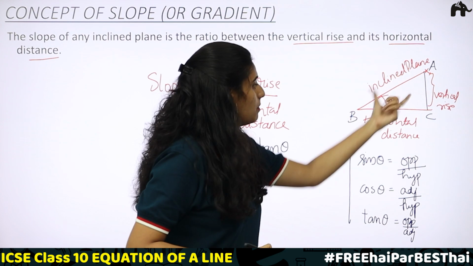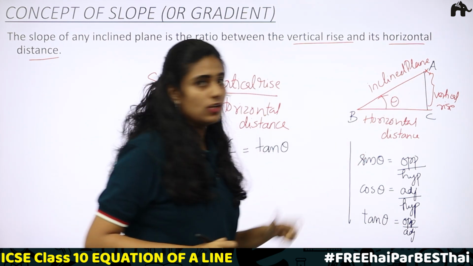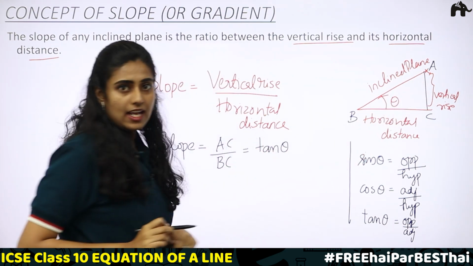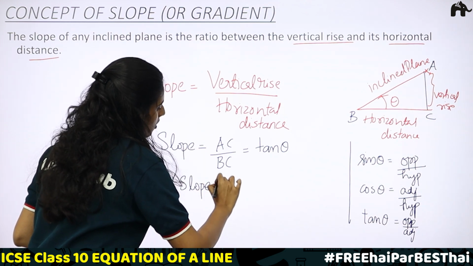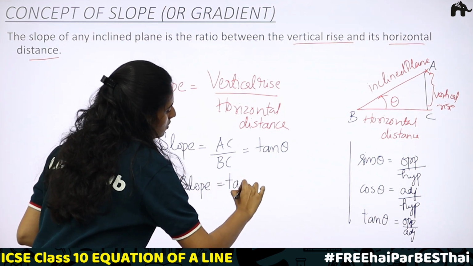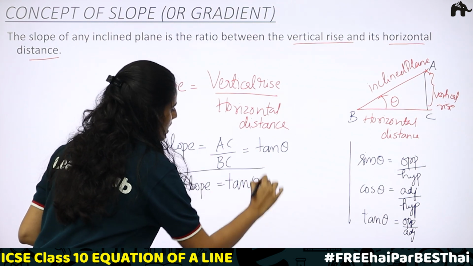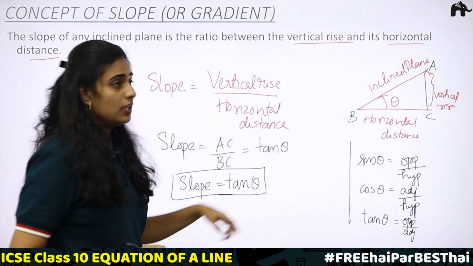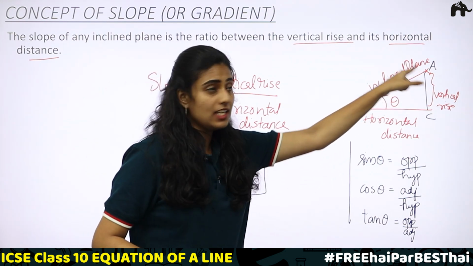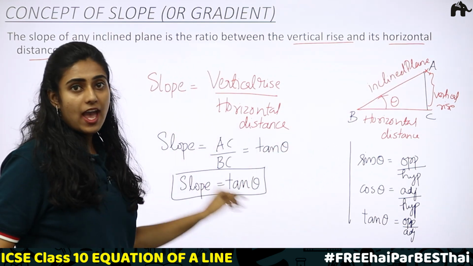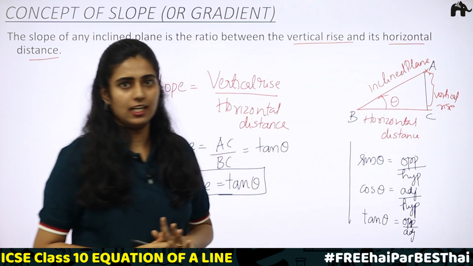AC by BC, that is vertical rise by horizontal distance, is here the tan theta. Therefore, we can write slope or gradient is equal to tan theta. This is how you will get a slope. You have an inclined plane here. The slope of this inclined plane or inclined line will be tan of angle theta, and theta is the inclination.